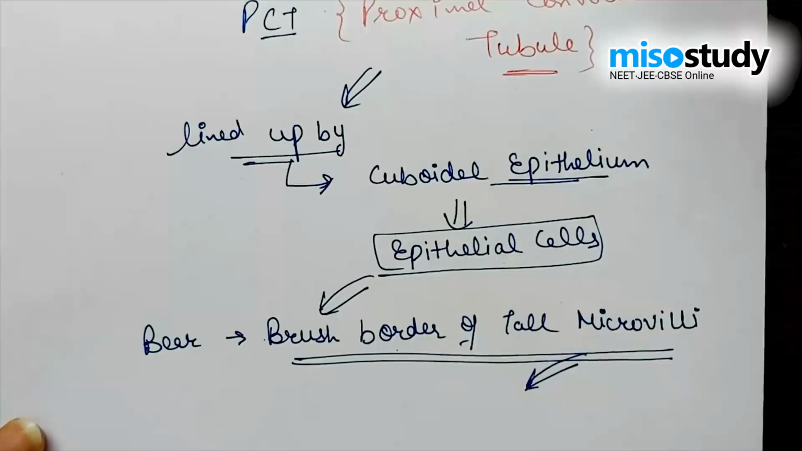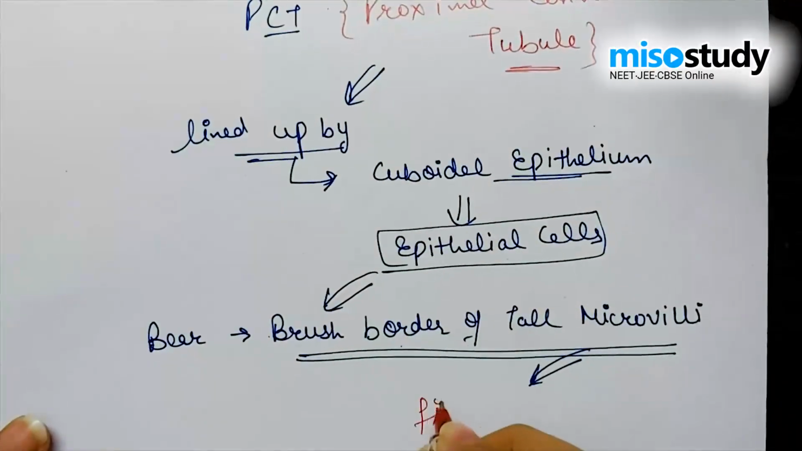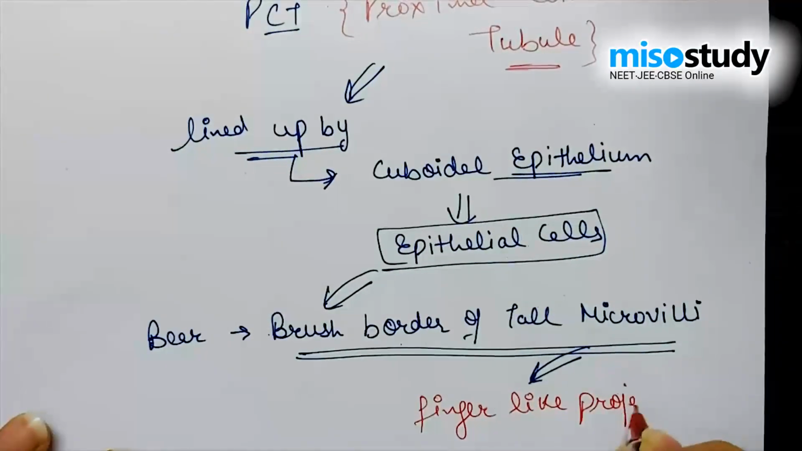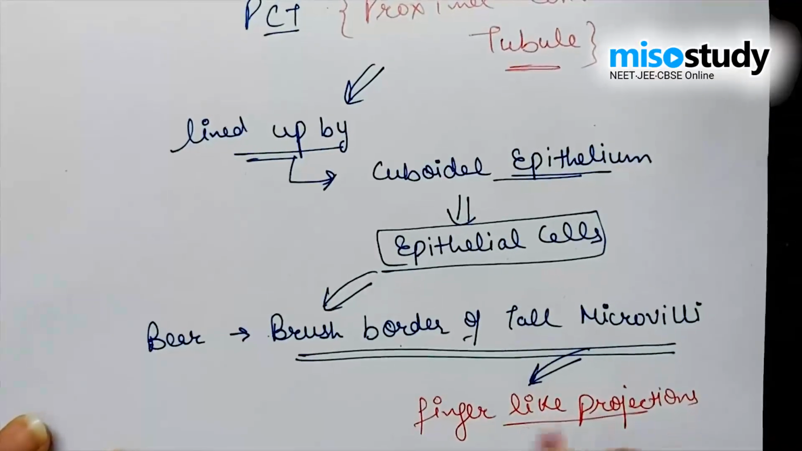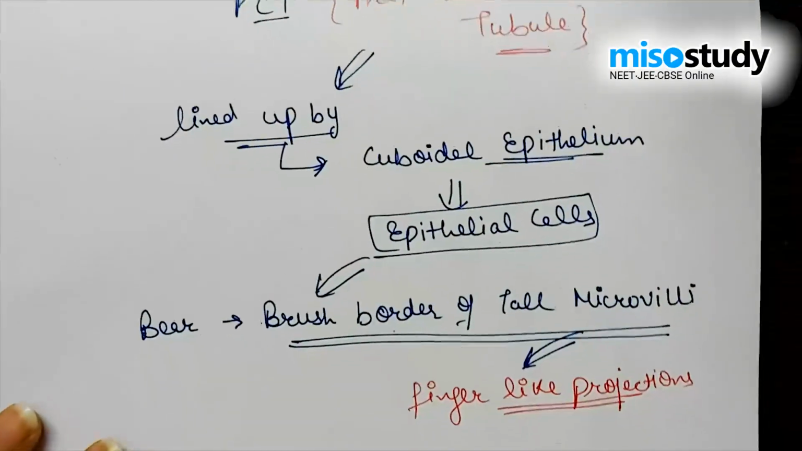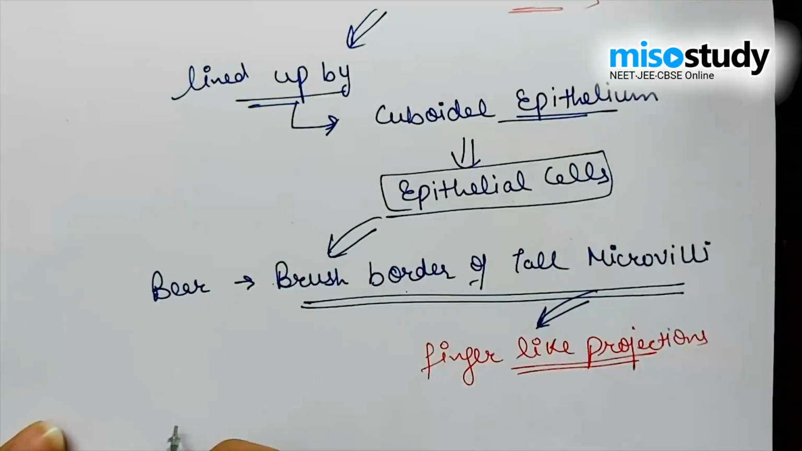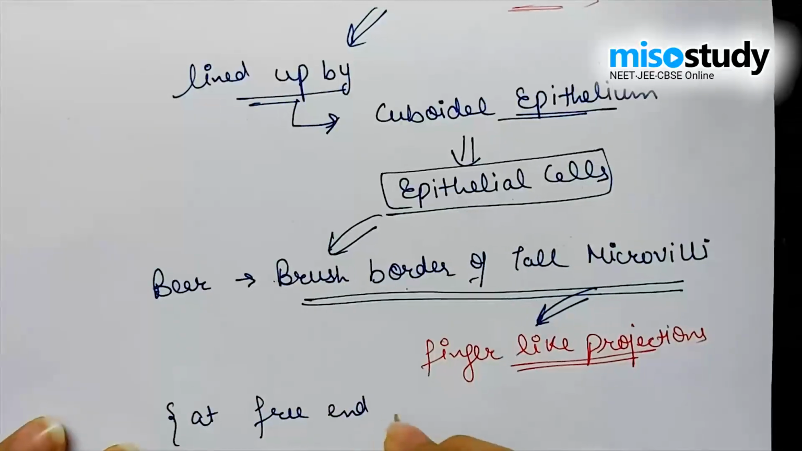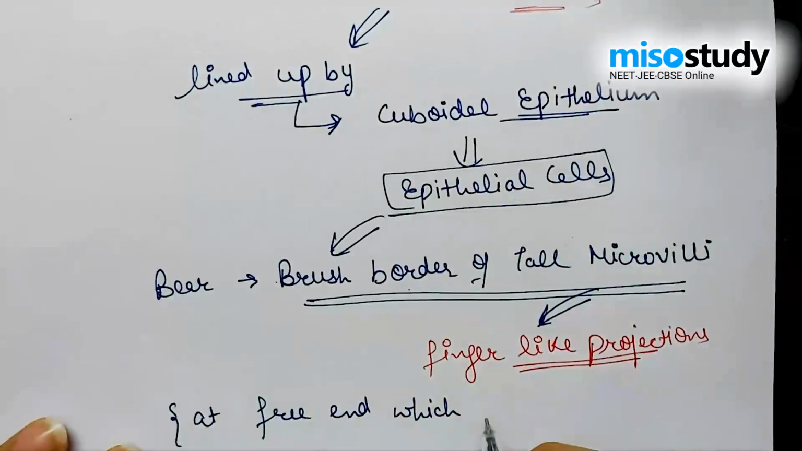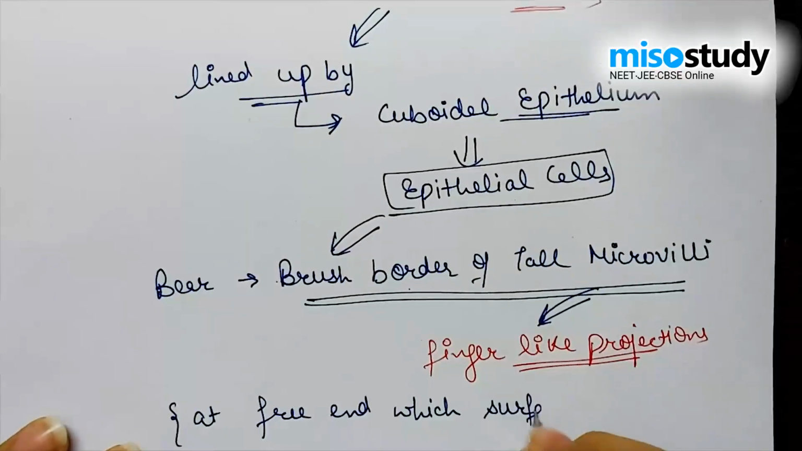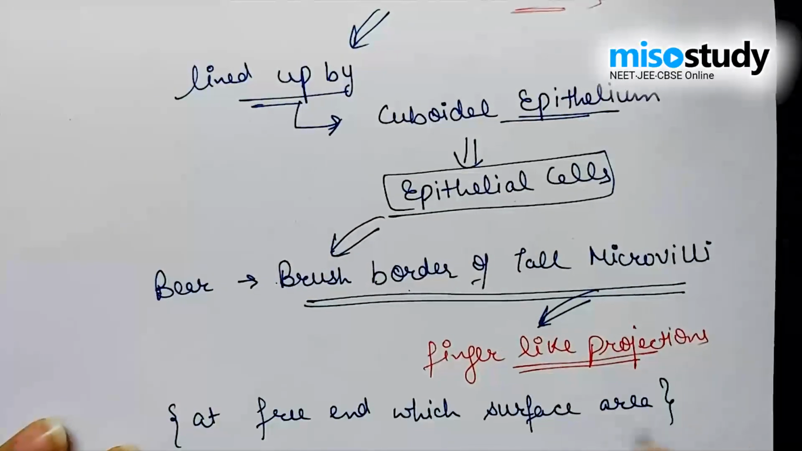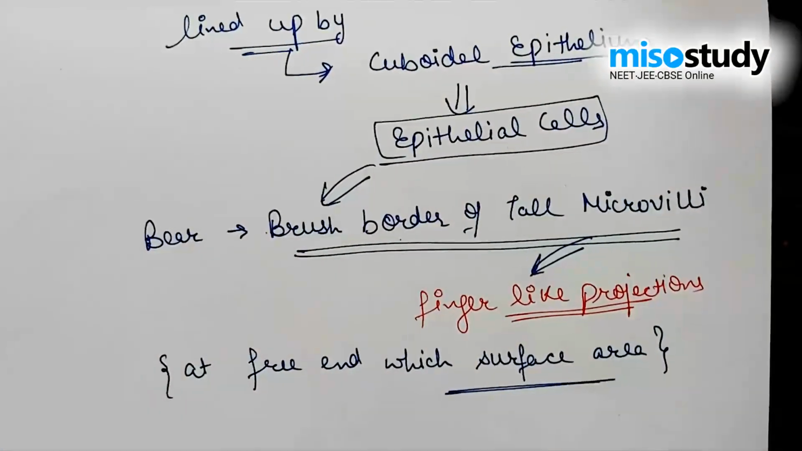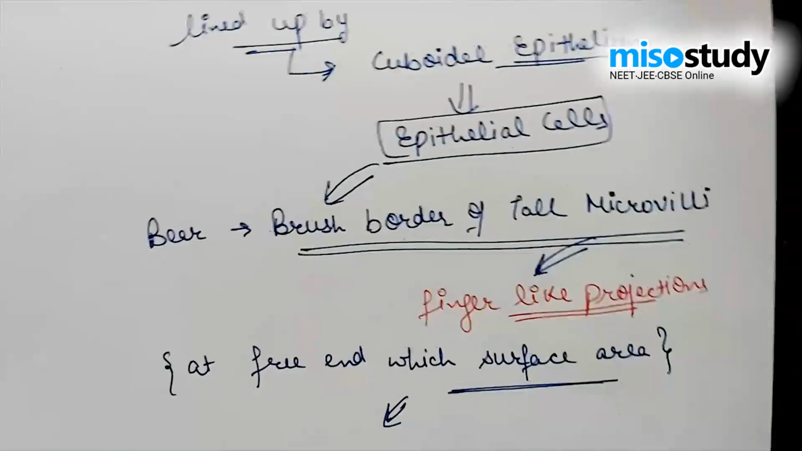These microvilli act like finger-like projections present at the free end, with the help of which they are helpful in increasing the surface area for more and more absorption of the food, or we can say the reabsorption of the food.